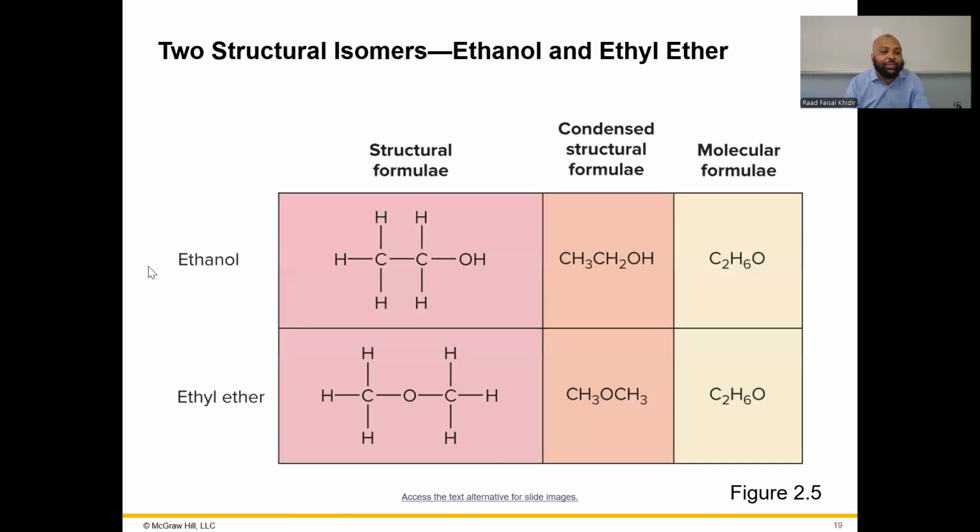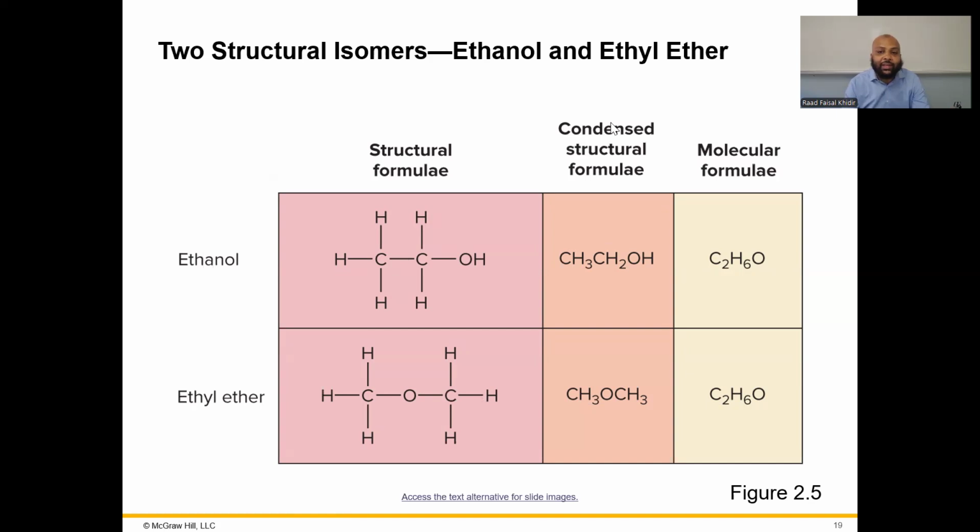Like here, ethanol and ethyl ether. So what's the difference between ethanol and ethyl ether? They have the same number of carbons: 1, 2 for ethanol, 1, 2 for ethyl ether. They have the same number of oxygen atoms: 1 oxygen atom for ethyl ether, 1 oxygen atom for ethanol. How many hydrogens does ethanol have? 1, 2, 3, 4, 5, 6. How many hydrogens does ethyl ether have? 1, 2, 3, 4, 5, 6. So they have the exact same number of atoms, but they are structured differently.